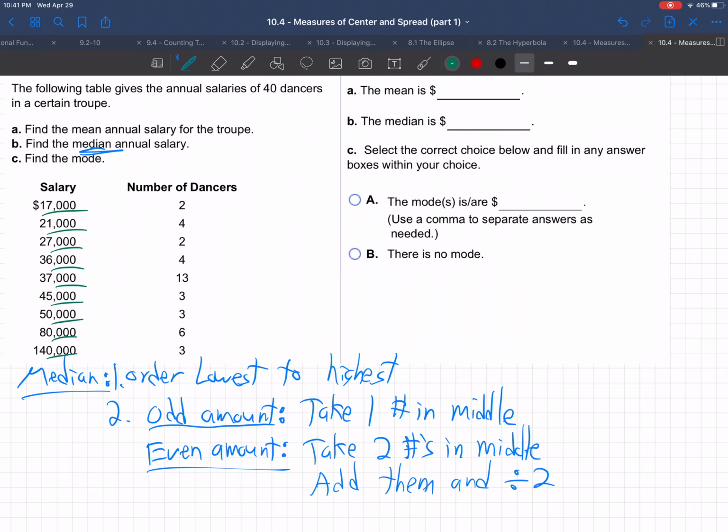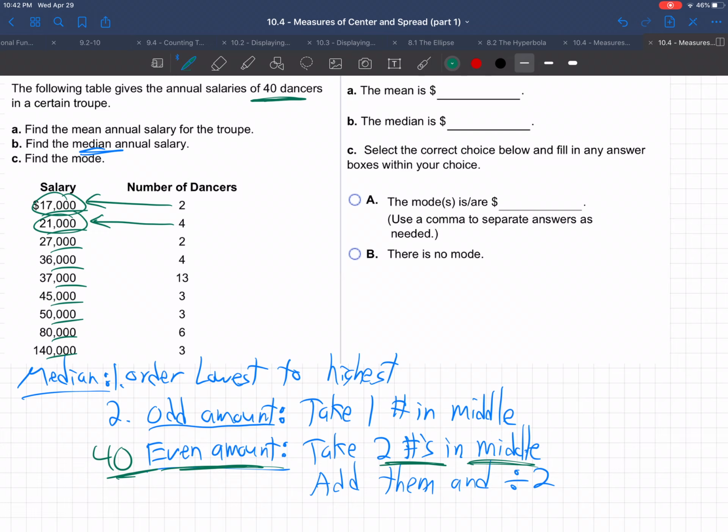But there's not just one of these, there's two 17,000s, four 21,000s, etc. So how do you find the median? Well, first off, how many are there? There's 40, so that's an even amount. So we've got to find the two numbers in the middle. How do we do that?